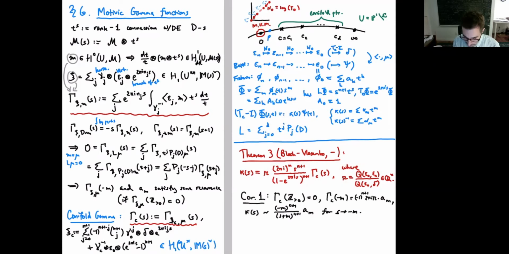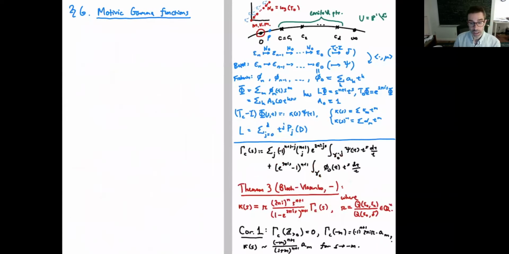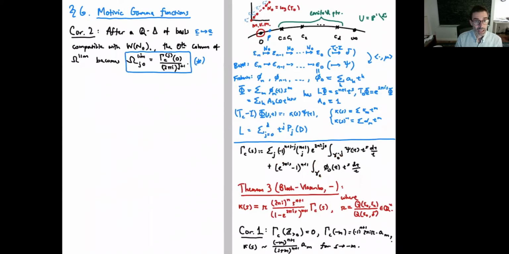The first corollary of this is that the conifold gamma is 0 at positive integers, and at negative integers is basically just given by A sub m, the power series coefficients of the holomorphic period. And so kappa has this behavior at negative integers. So that's, again, the conifold gamma. Corollary 2 is that after a Q change of basis compatible with the weight filtration, the 0th column of omega limit can be written in terms of the derivatives of the conifold gamma at the origin.